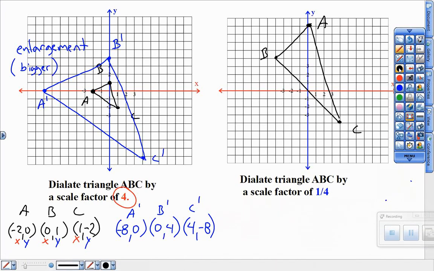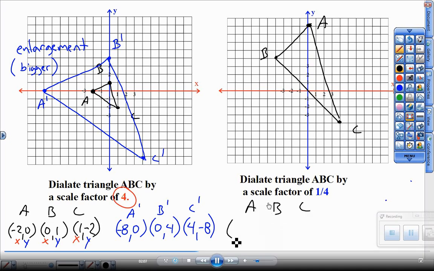Cat. Alright, the second problem I want you to write down is this one where I'm making it smaller. So I'm taking this point right here, A, B, and C. A is 0, 8. B is going to be negative 4, 4. And C is going to be 4, negative 4. When you have a scale factor of a number less than 1, like a fraction like 1/2 or 1/4 or 1/3, that means you're still timesing every one of those numbers by 1/4.